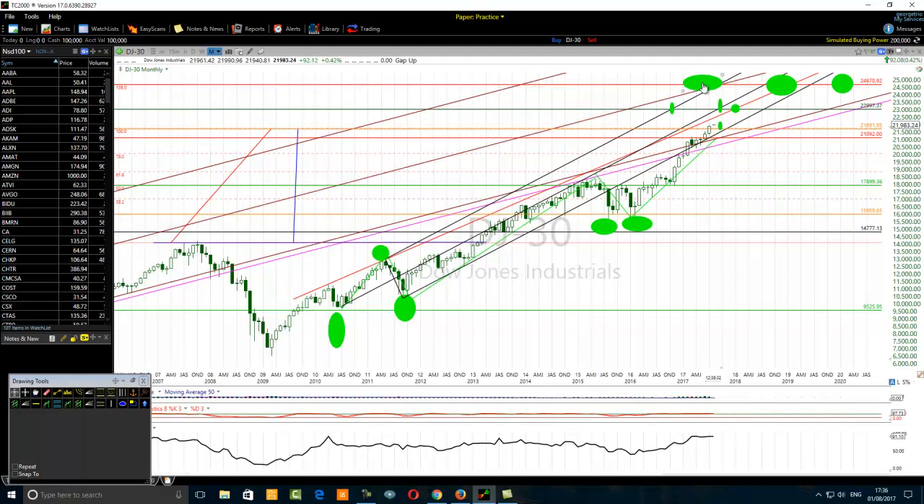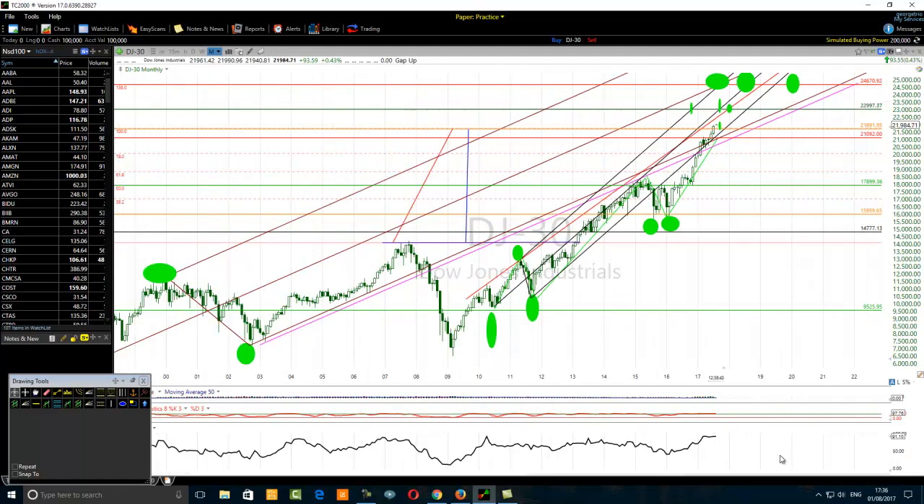Very often this one here also attracts the price. Right, so those are hot spot trading zones that day traders, swing traders, and position traders must watch.